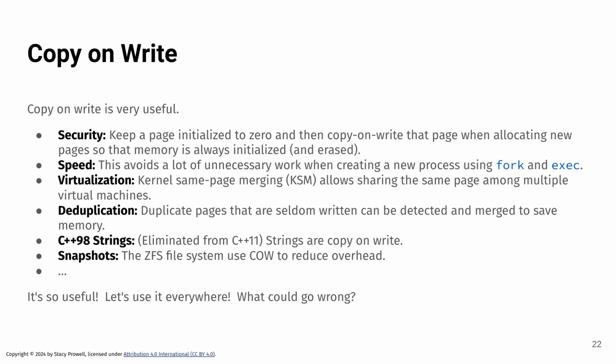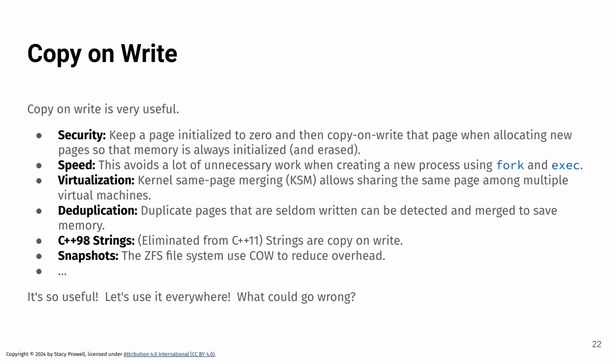C++98 actually had copy on write strings. Those got eliminated in C++11, and there's a story there. But, again, pretty good idea. Snapshots. The ZFS file system uses copy on write to reduce overhead, and that's just the initial list that I got tired of typing, and so plenty more uses of this technique. It's so useful, we should use it everywhere, all the time, for everything, right? Because what could go wrong?